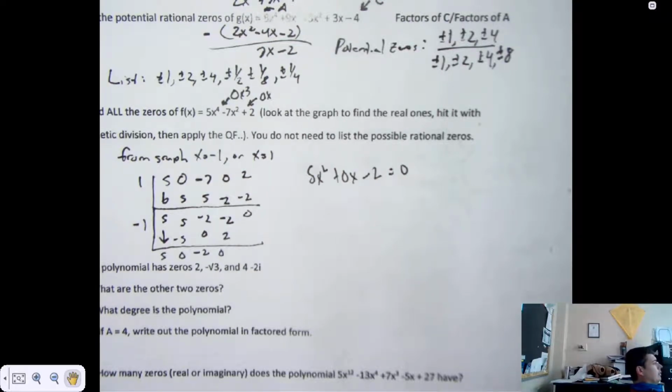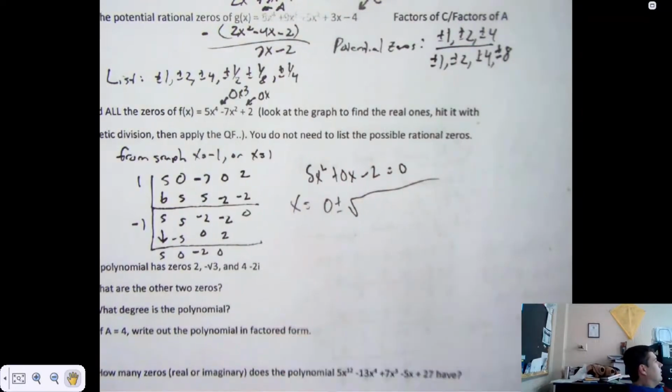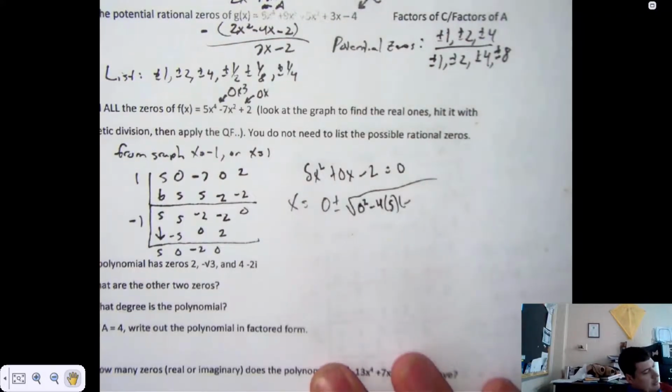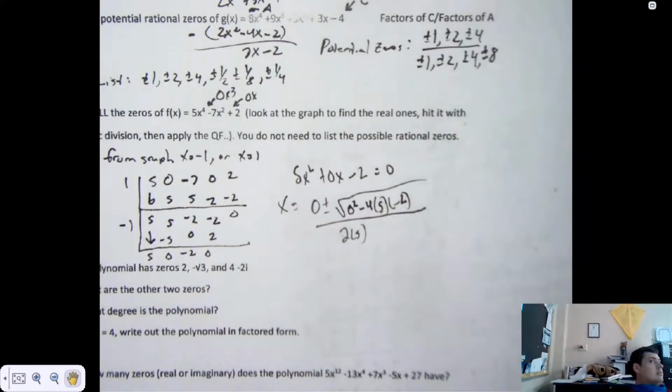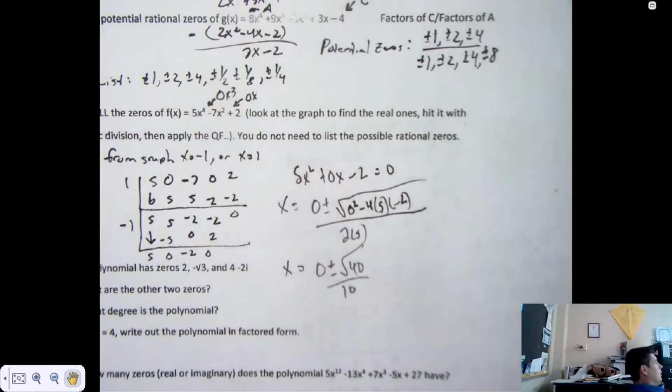Opposite b, what is b? So it's going to be just 0 plus or minus square root 0 squared minus 4 times a, which is 5, times c, which is -2, all sitting over twice of 5. What's in that radical? 40. It's 0 plus or minus root 40 over 10. Give me some factors of 40 that you can do something with. 4 and 10. Root 40 is root 4 times 10.